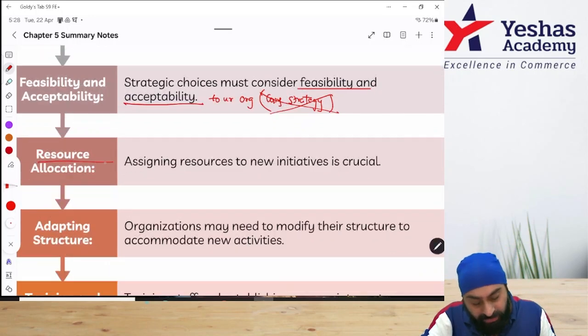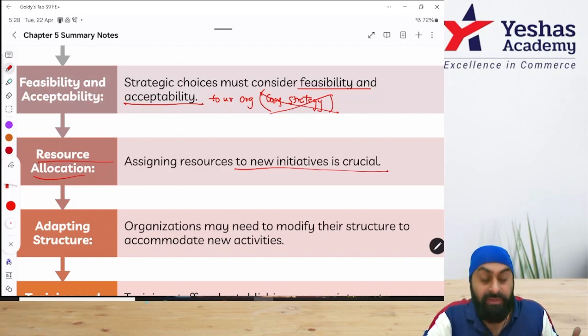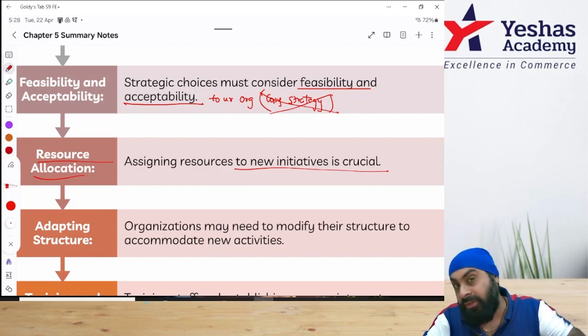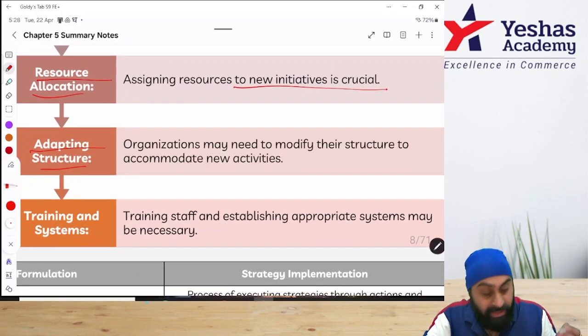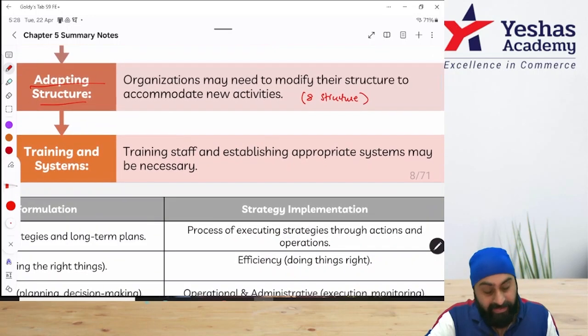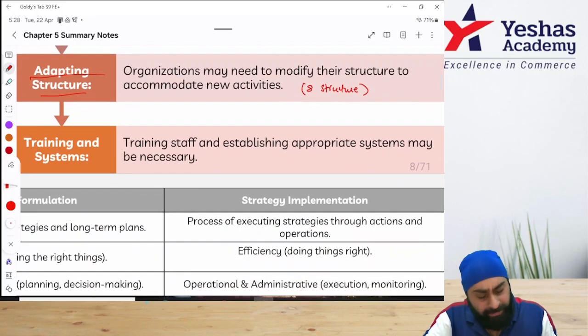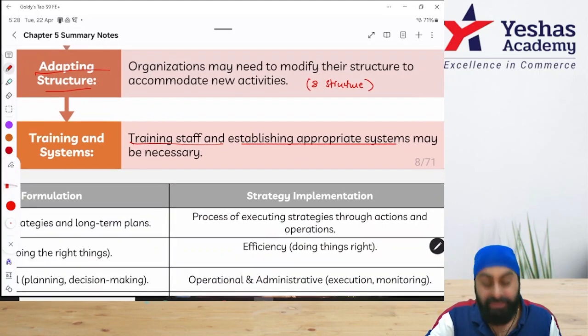Second, resource allocation. How to use the resources in the best possible manner so as to create new innovative products, to take new initiative. So that is very important in implementation, is resource allocation. Second, adapting structures. That is what we're going to study today. I told you, there are 8 structures which you need to follow. So here we're going to study 8 structures in detail, understanding what to implement and how to implement and when to implement. Training and system. Training staffs and establishing appropriate systems may be necessary.